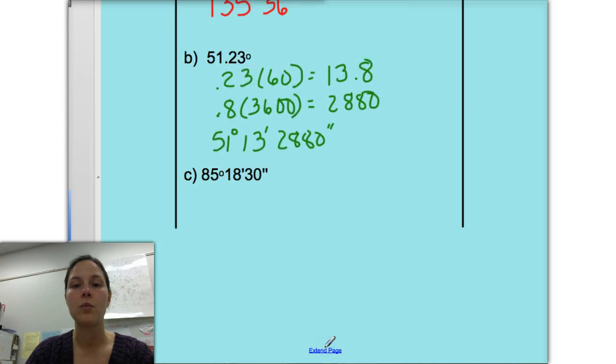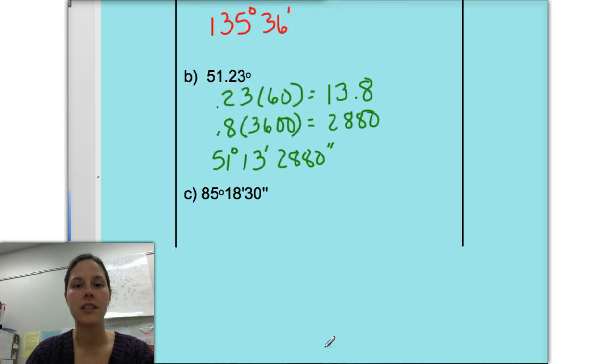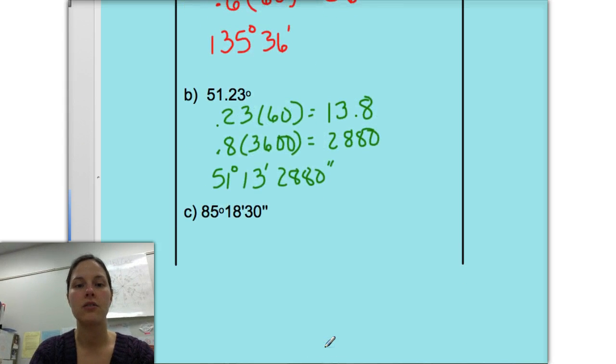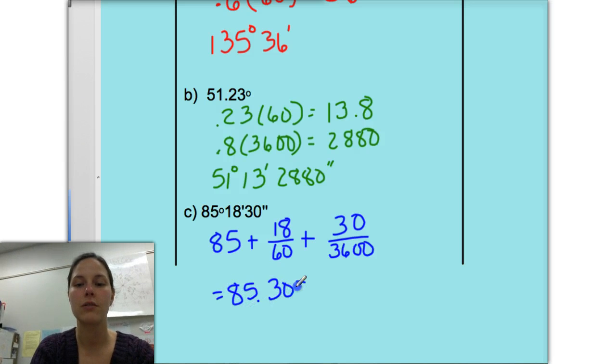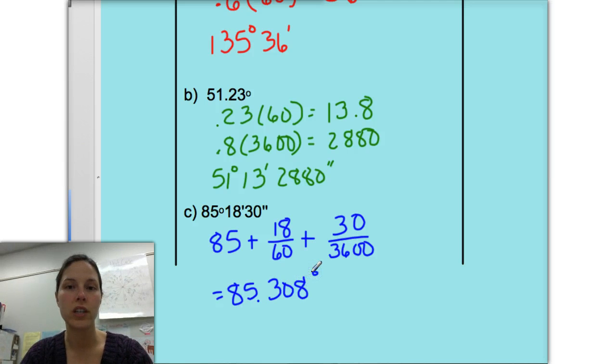The last example is converting from degrees, minutes, and seconds to decimal degrees. So we do the opposite. We divide by 60 and divide by 3,600. So we take our 85 plus the 18 minutes divided by 60 minutes in a degree, plus the 30 seconds divided by 3,600 seconds in a degree. So this gives us 85.308 degrees, converting that to decimal degrees.